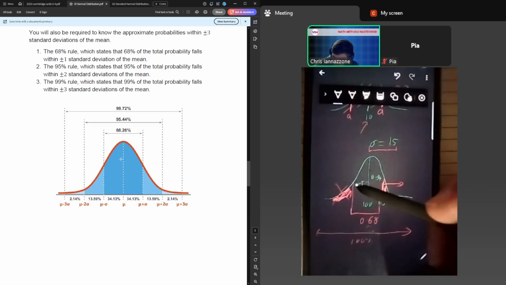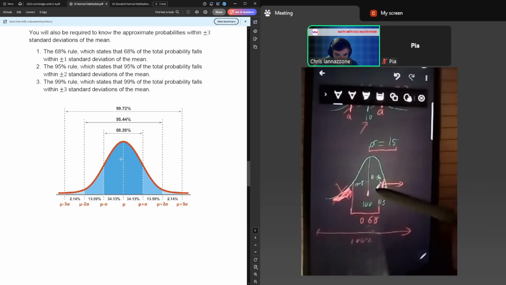Or you can do 0.5 and 0.34, add those together, and then take that from 1. Both ways work, because 0.5 accounts for all of this, and 0.34 is this section here. Add those together, and then what's left over must be this.